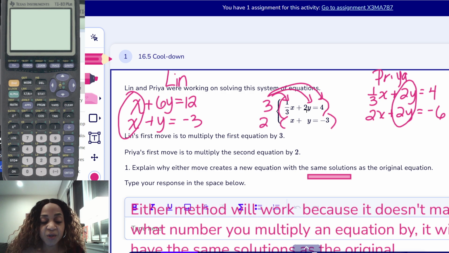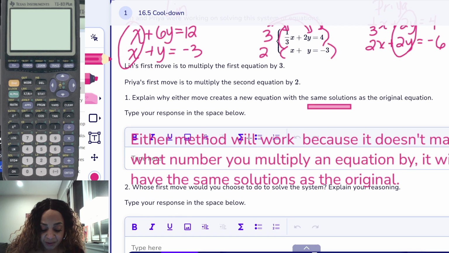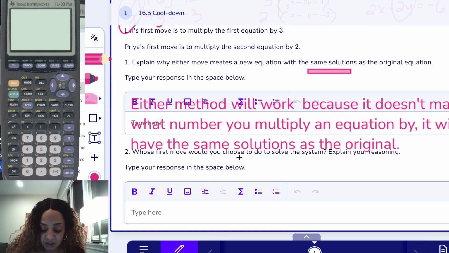So both of them are going to use subtraction, but it's just that Lynn gets to cancel x's first and Priya cancels the y's first. So it really doesn't matter which method you prefer. This is an opinion, and explain your reasoning. I'm going to go with the fact that it really doesn't matter.